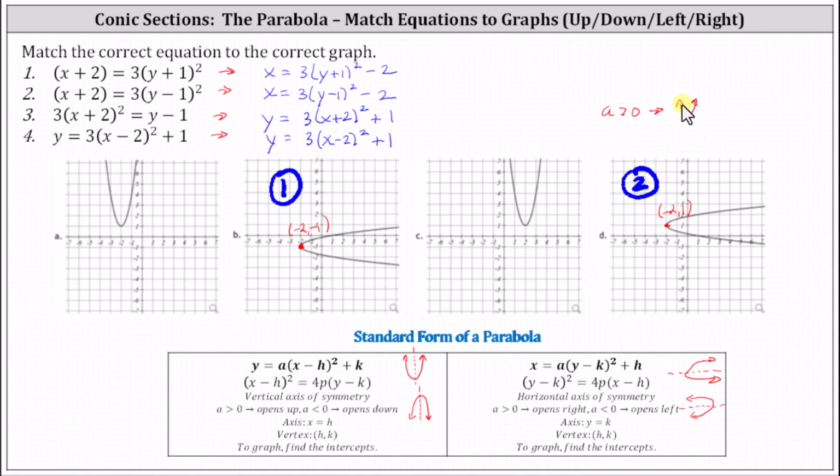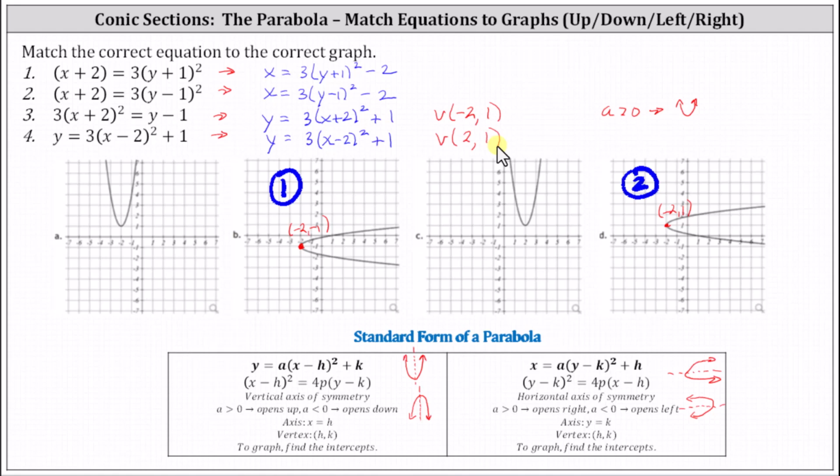And now let's determine the vertex for number 3 and number 4. The vertex is always (h, k). For number 3, because we have the square of (x plus 2), and x plus 2 is equivalent to x minus negative 2, h is negative 2, giving us the x-coordinate of the vertex. And because we have a plus 1 on the end, we know k is positive 1, the y-coordinate is positive 1. For number 4, because we have the square of (x minus 2), notice h is positive 2, which is the x-coordinate of the vertex, and k, just like number 3, is equal to positive 1, which is the y-coordinate of the vertex.